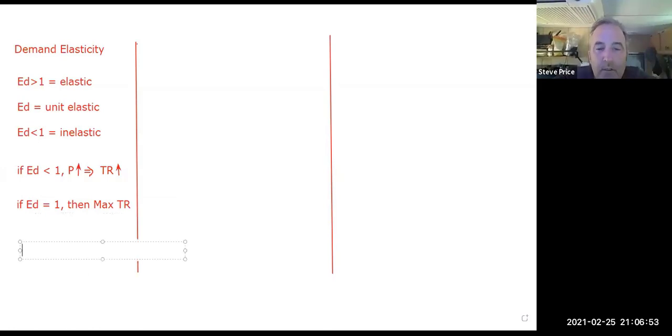And then if E sub D is greater than 1, price what? In order to get higher total revenue, what do I need to put here? What do you do with your price? To increase your total revenue, in this case, if you have elastic demand, people feel like they have lots of substitutes, and so you're trying to get them to think of your product to buy, you lower the price there. So this is just one measure of elasticity.